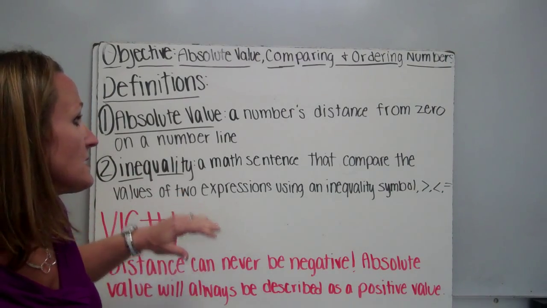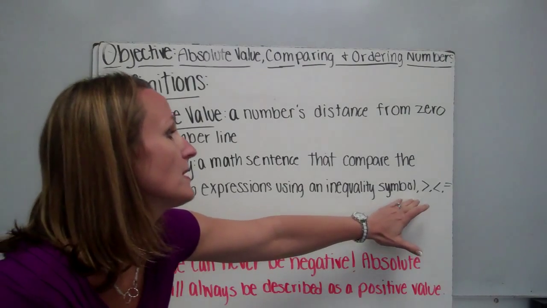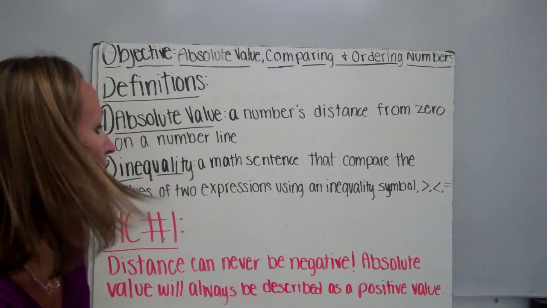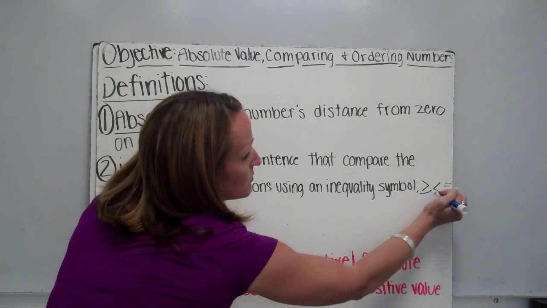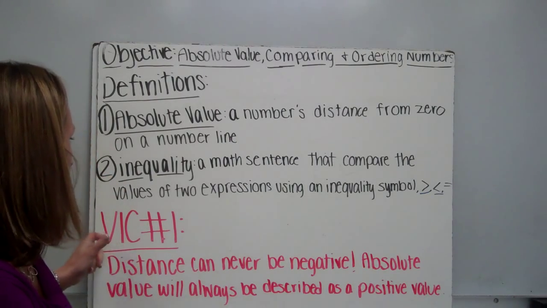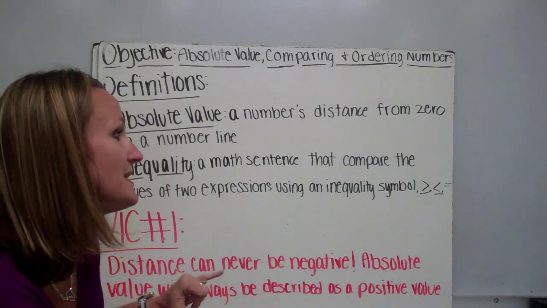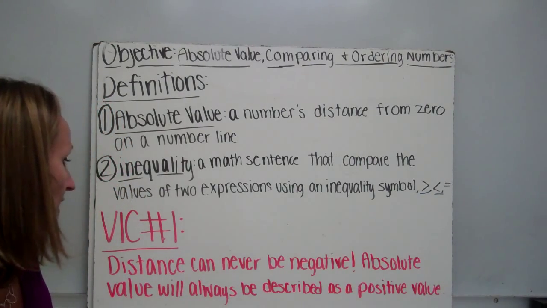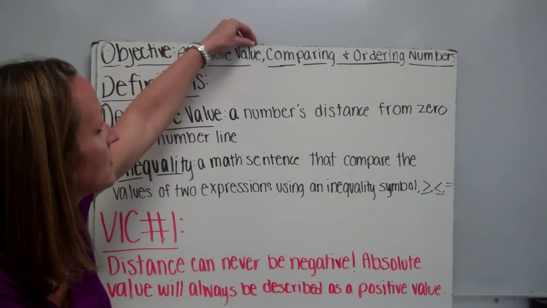An inequality is a math sentence that compares the values of two expressions using the symbols greater than, less than, or equal to. We can also have greater than or equal to, or less than or equal to, when we deal with inequalities. Very important concept number one: distance can never be negative. So absolute value will always be described as a positive value, which I've already said.